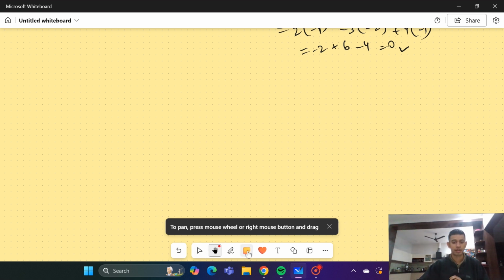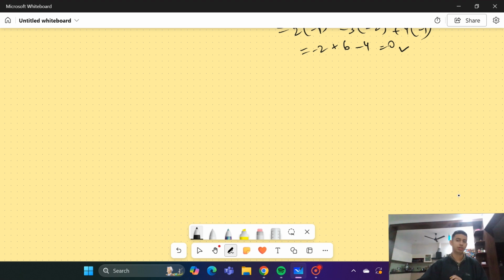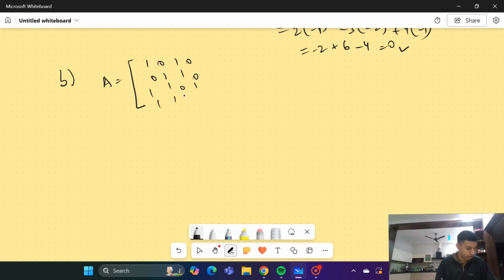Now let's see part B. So far we were thinking about seeing if an inverse exists or not. In part B, they have given us a much larger matrix. My bad, I'll get rid of this. No point in having that there. And this time A is a 4 by 4 matrix: 1, 0, 1, 0, 0, 1, 1, 0, 1, 1, 0, 1, 1, 1, 1, 0.